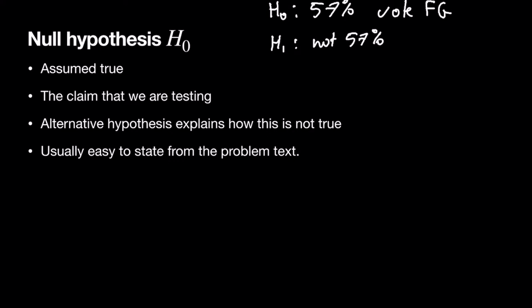That's essentially it. And the way we would state this would be something as simple as H0: population proportion equals 57%, and H1: population proportion does not equal 57%. Something as simple as that. It's not that difficult at all in order to deal with this problem. So that's essentially the null hypothesis, and that's it for this video.